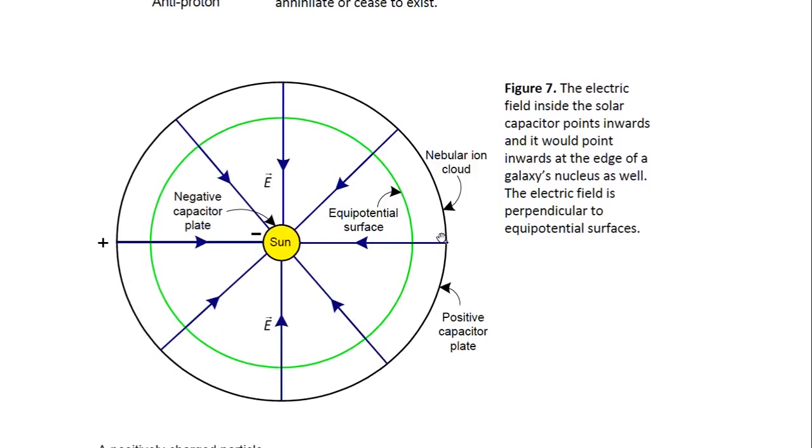And here's an illustration of what an electric field will look like inside the solar capacitor. It's always perpendicular to the equipotential surface, which we see here. So it forms lines moving inwards towards the sun, because electric fields always are oriented so the arrow points towards the negative charge and moves outward from the positive charge. And the nebula clouds are the positive plates in the solar capacitor, whilst the sun's inner corona is the negative plate.